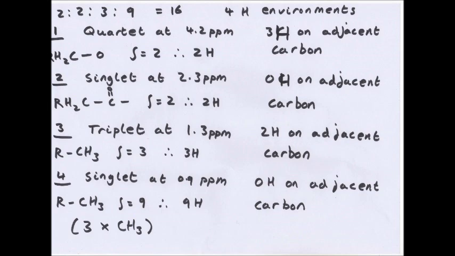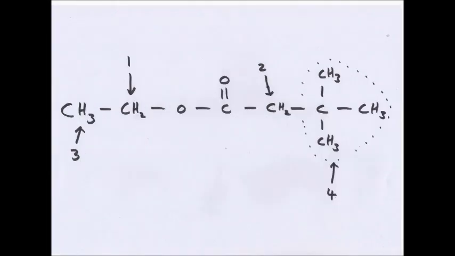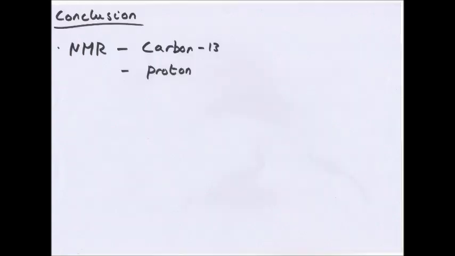So you should get it looking something like this. As you can see, CH3 is number 3, CH2 is number 1, next CH2 is number 2, and all 3 CH3s are environment number 4. So that's the molecule you should have got. And that was a reasonably tricky one. So I hope that makes sense.